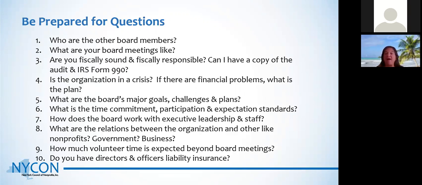If you have staff, what is the relationship between the board and the executive director? Is it a good working relationship? Is there a partnership? Do they see the future the same way? Does the organization have good relationships with other entities, such as nonprofits or government, businesses? Do you have partnerships? Is there acrimony? Is there collaboration? Just being clear on those kinds of things.